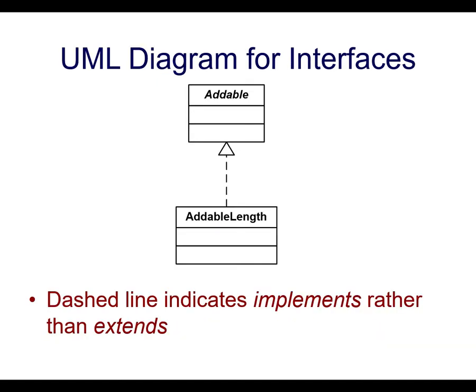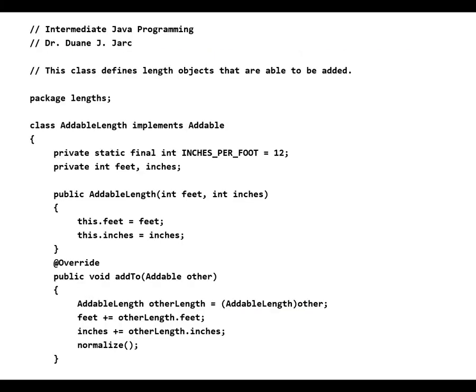Here is the UML diagram that shows the interface Addable that we discussed earlier, together with a class AddableLength that we will examine next. Notice first that like abstract class names, interface names are italicized. Although a hollow arrowhead is still used to express this relationship, a dashed line is used to indicate that the relationship is implements rather than extends. Next, let's examine the AddableLength class.